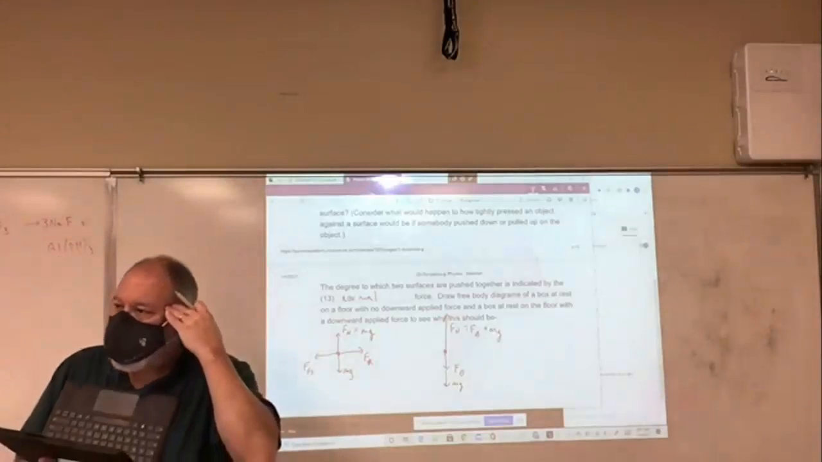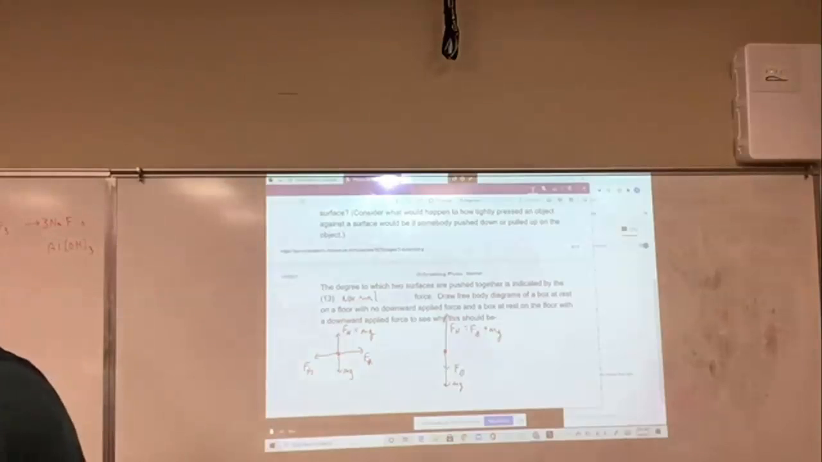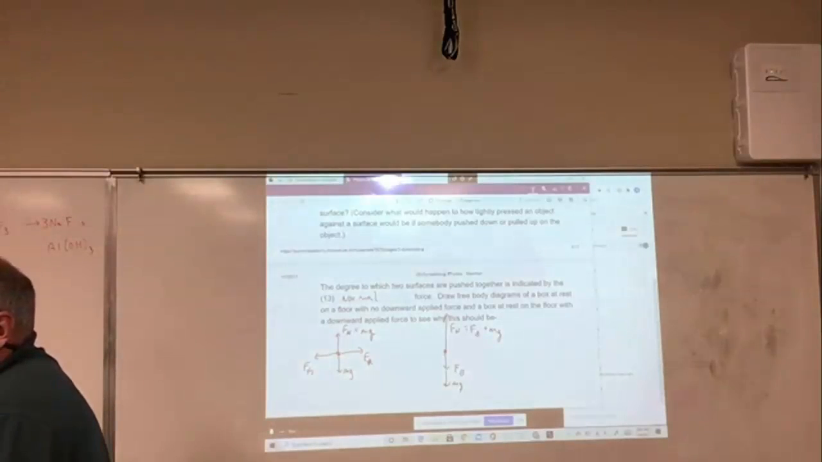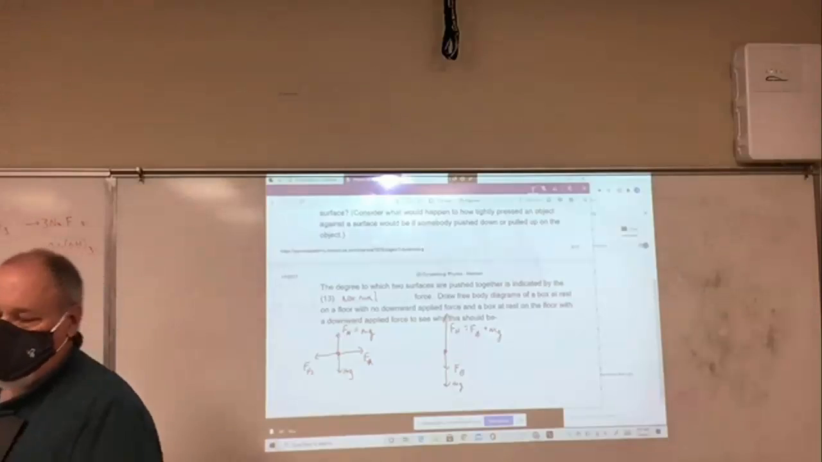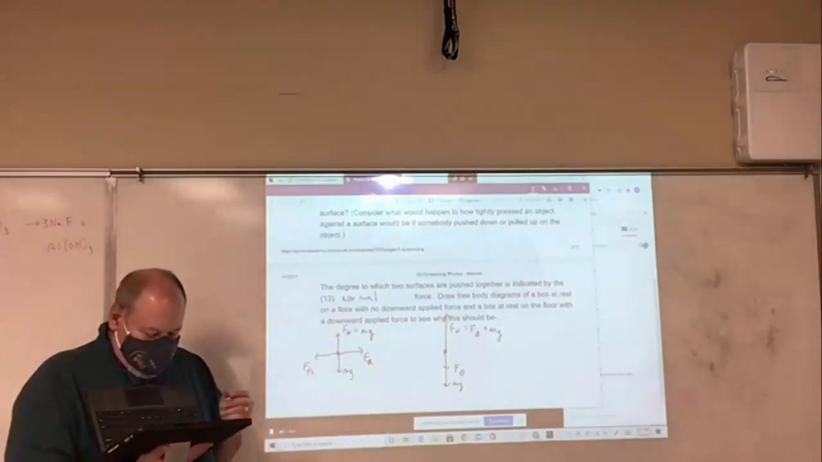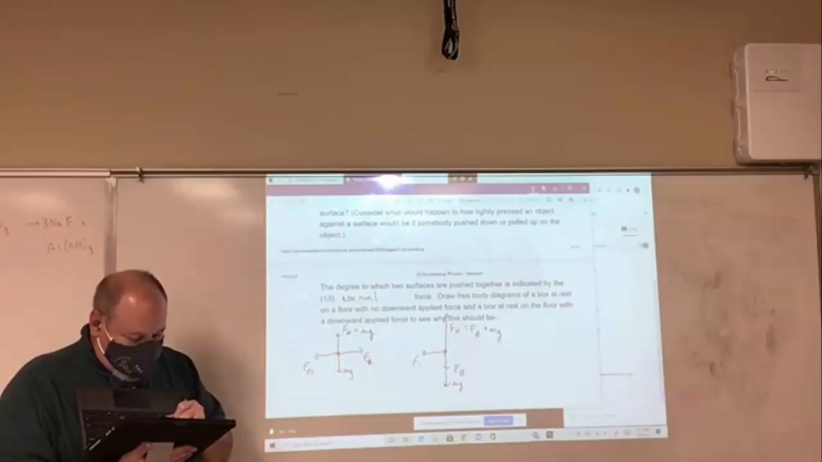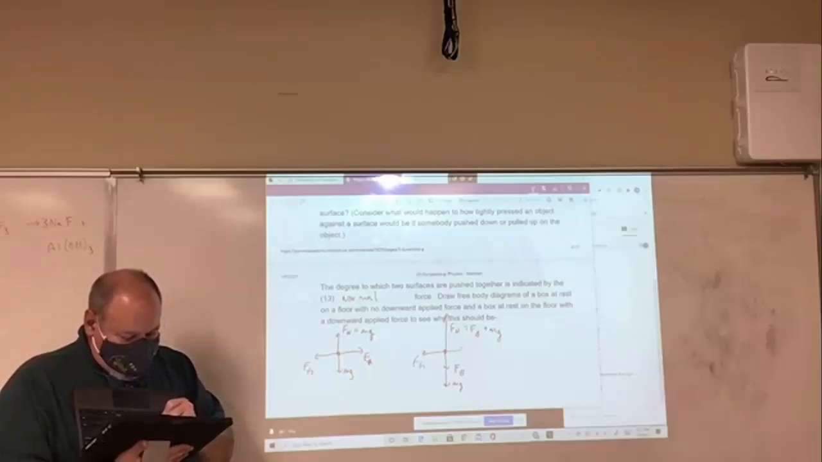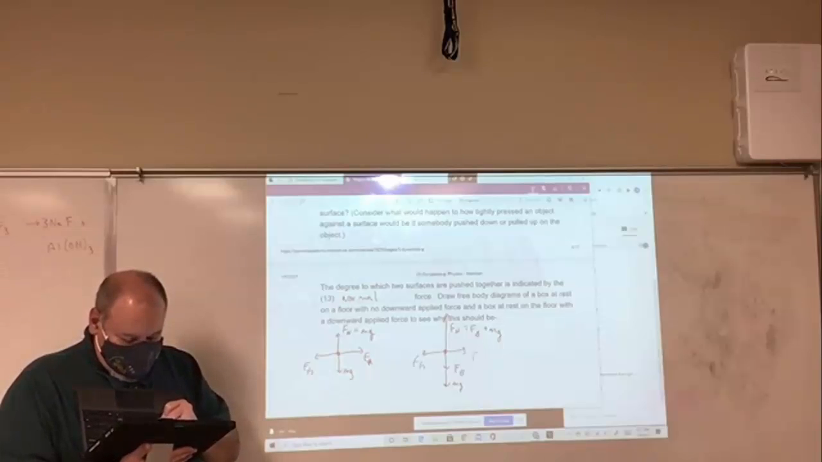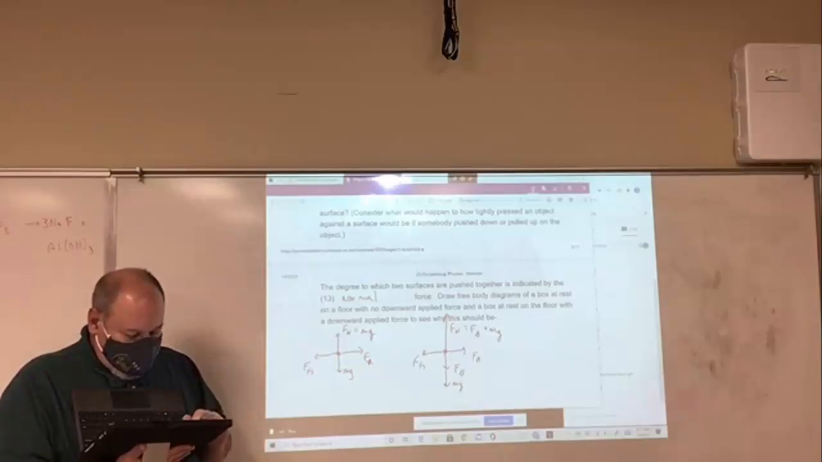And that's intuitive, right? The harder I push down on something, the more difficult it's going to be to move it, right? The harder I push down on it, the more difficult it's going to be to move this. And we still had a force of static friction here and an applied force here. Okay?